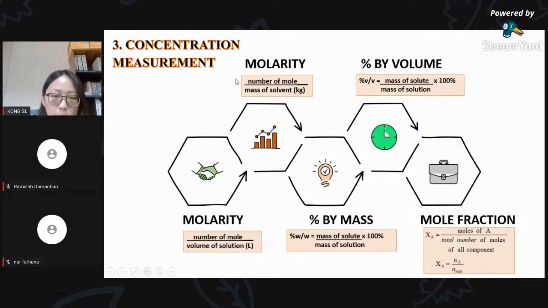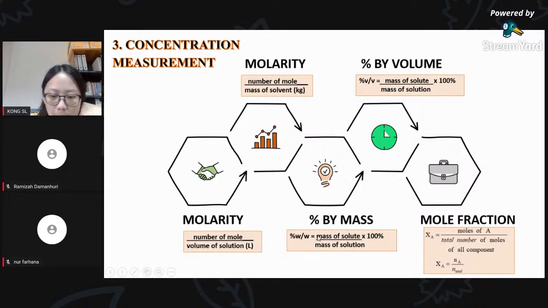But for molality, it is mass of solvent in kg. The number of mole refers to the number of mole of solid, over volume of solution here, and over mass of solvent here. So what is the relationship between solid, solvent, and solution? Mass of solution equals mass of solid plus mass of solvent. You can refer to my video in playlist chapter 1 as well.